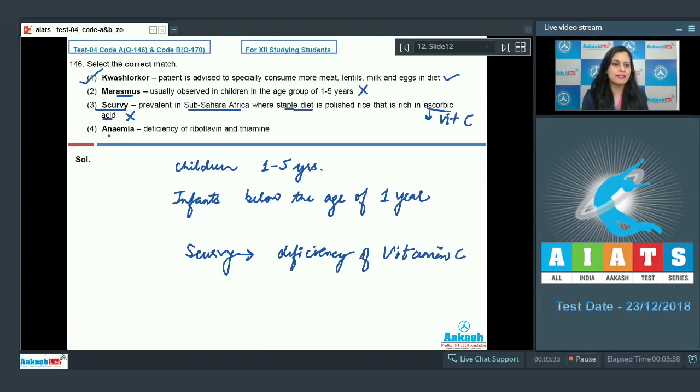The next option given is anemia, and the match given is deficiency of riboflavin and thiamine. And this is an incorrect match because anemia is not caused due to the deficiency of riboflavin or thiamine. So the correct answer for this question is option number 1. Let's discuss our next question.